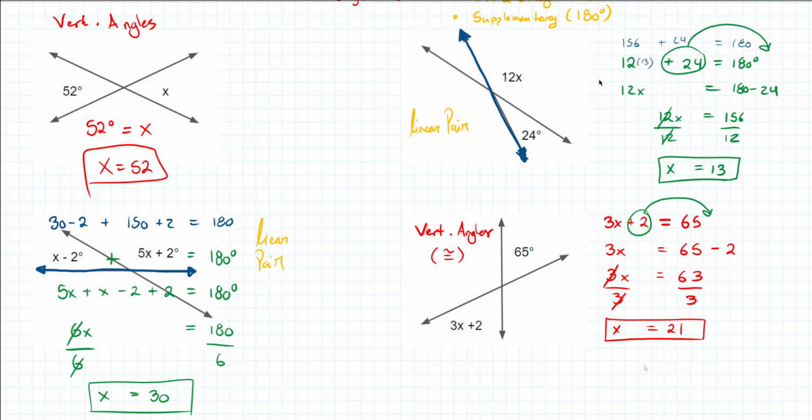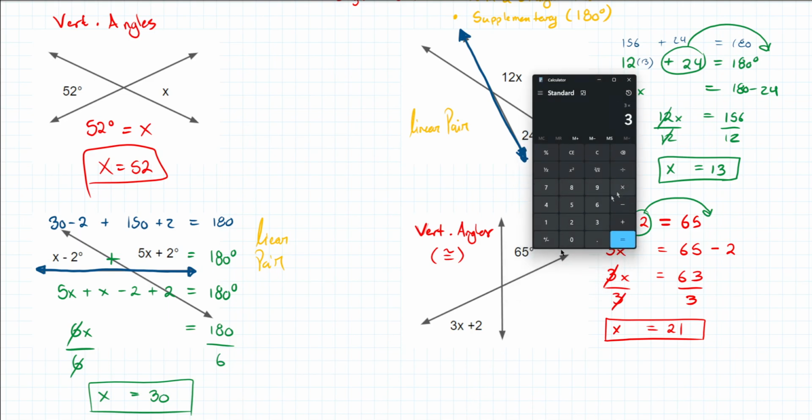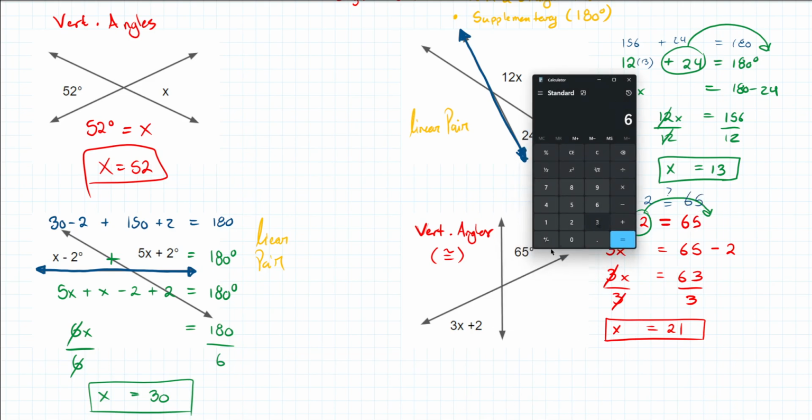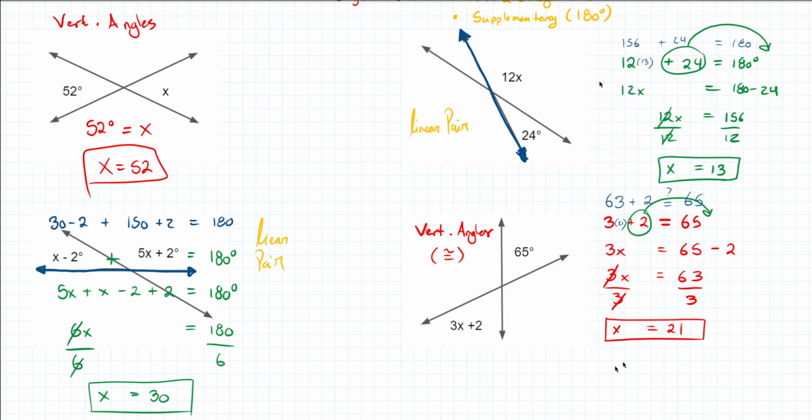And let's say I'm uncertain. What do we do? We plug it right back in. Let's replace that x with a 21 and see if we still get 65. So 3 times 21, I believe that's 63. Let's find out. 3 times 21, 63. There you go. 63 plus 2. Does it equal 65? 63 plus 2, 65. There you have it. So x equals 21.